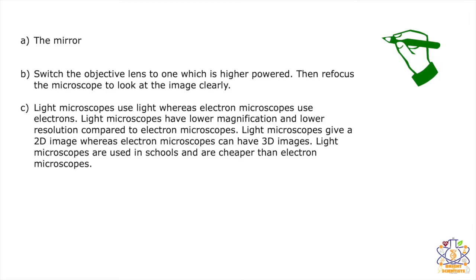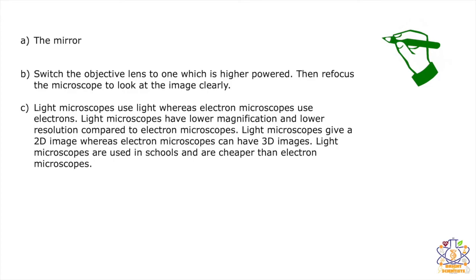So we're now going to mark with green pen. The first question asked, which part of the microscope can be adjusted to allow light in? That would be the mirror. The next question said, how would you make the image of an onion cell appear bigger? So what you would do is you would switch the objective lens to one which is higher powered. So as you saw, we went from 40, then there was one to 100. You would then refocus the microscope to look at the image clearly.